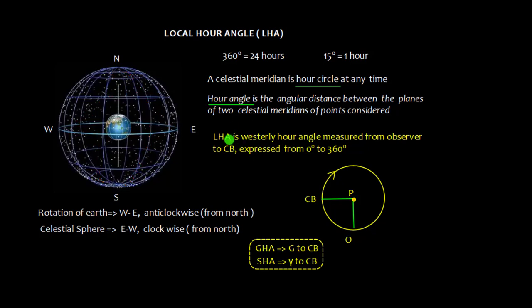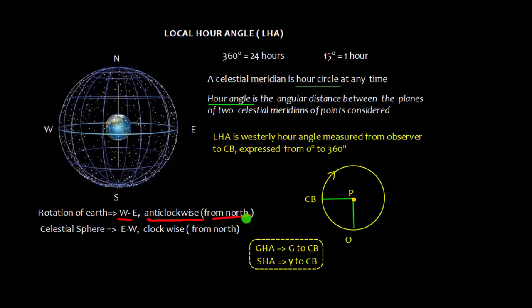So the definition of local hour angle is the westerly hour angle measured from the observer to the celestial body, and it is expressed from 0 to 360 degrees. This one, and it is measured westerly. Why? Because Earth is rotating west to east. If seen from the top, obviously the celestial sphere appears to be moving in the opposite direction. All right. So the rotation of Earth is west to east, and this is anti-clockwise.